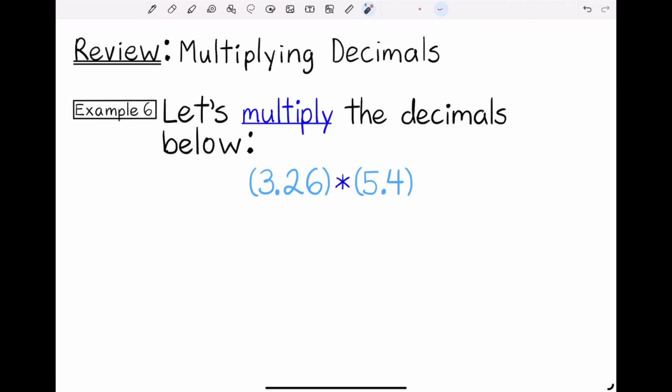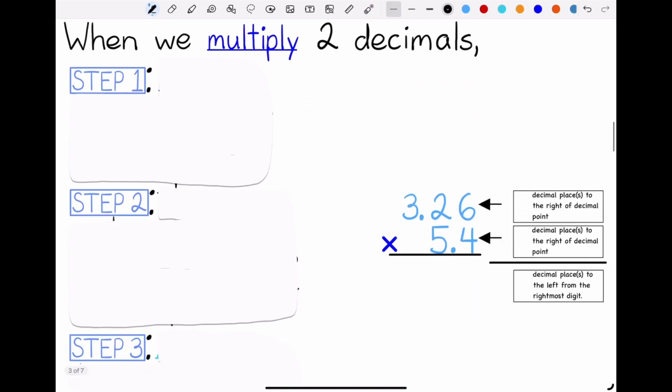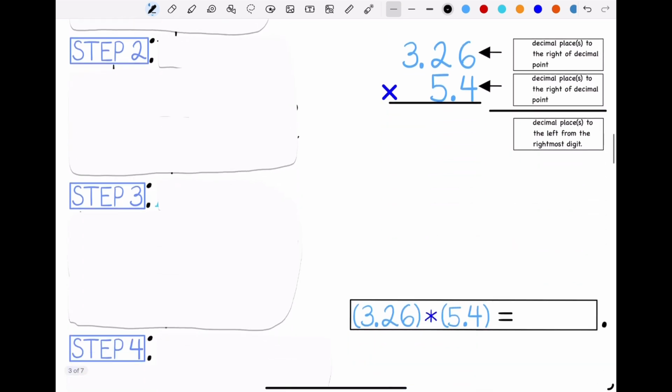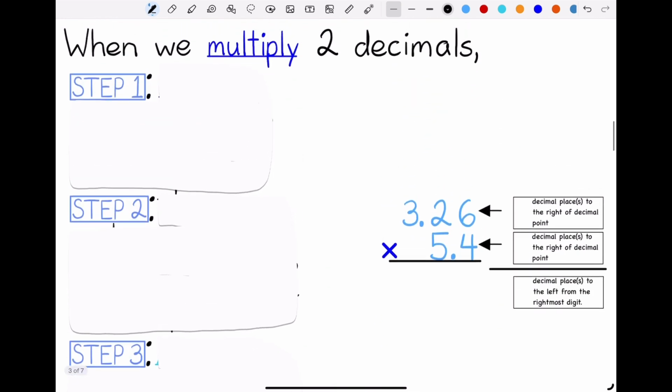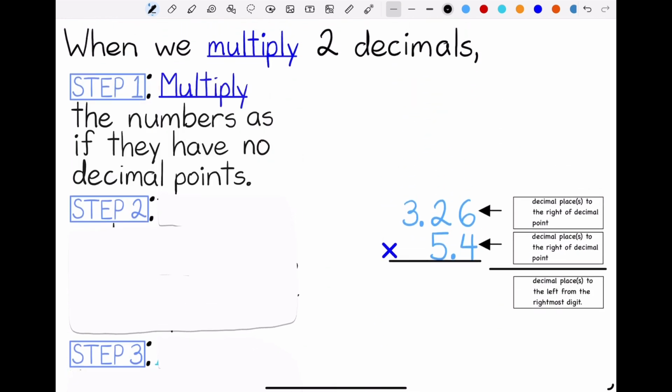Let's multiply the decimals 3.26 times 5.4. When we multiply two decimals, we're going to follow a four-step process. So our first step is we're going to multiply the numbers as if they have no decimal points.